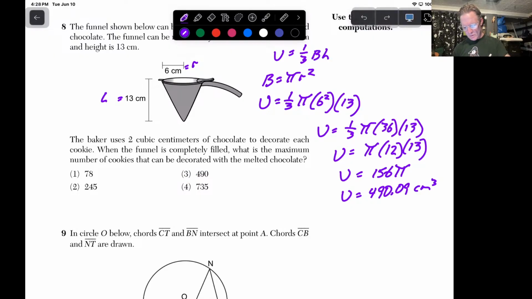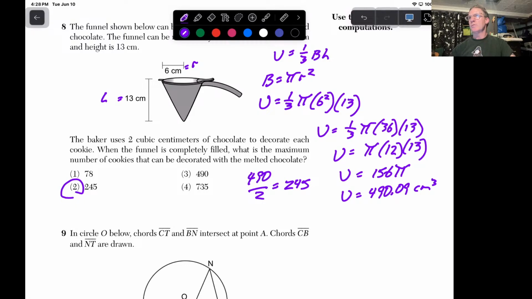So you're going to divide all of these answer choices by 2 because it's 2 cubic centimeters per cookie. So that's really what we need to do: 490 over 2, because if 2 cubic centimeters makes 1 cookie, and we have 490, well, we can make half of that, which is 245. So there's your answer. Just be careful with those answer choices, because they are definitely there to fool you.